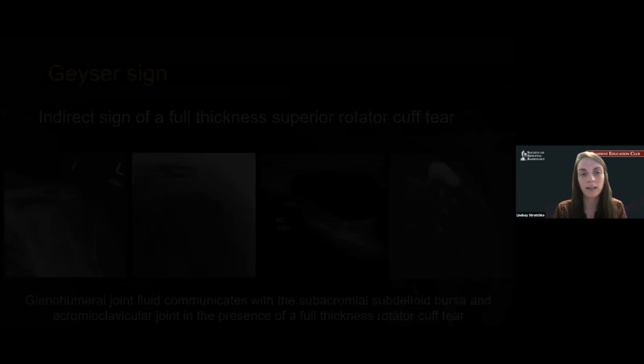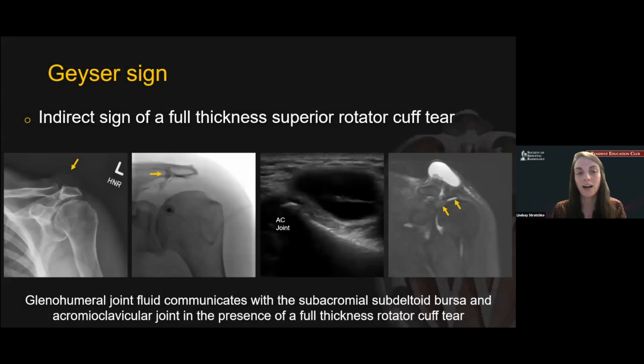But this is actually a case of the geyser sign, which we can see on multiple different modalities, and patients can present in a variety of different ways. So it's always good to keep an open mind about what could be going on when you're dealing with a patient. As we talked about here, the geyser sign is an indirect sign of a full thickness rotator cuff tear. That's when glenohumeral joint fluid communicates with both the subacromial subdeltoid bursa as well as the acromioclavicular joint, again in the presence of that superior rotator cuff tear.